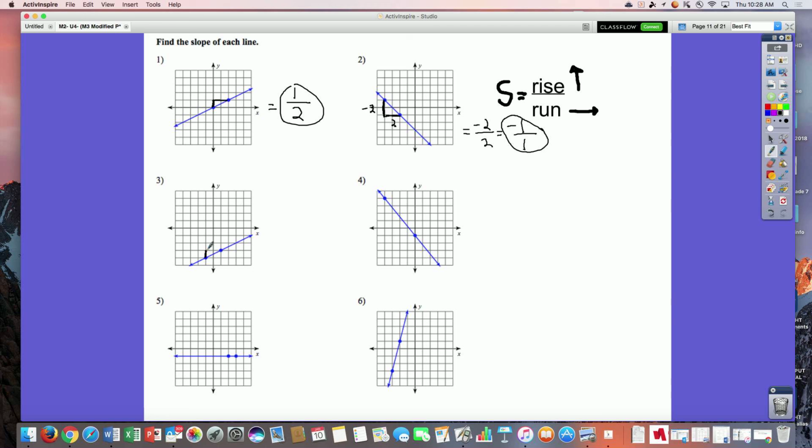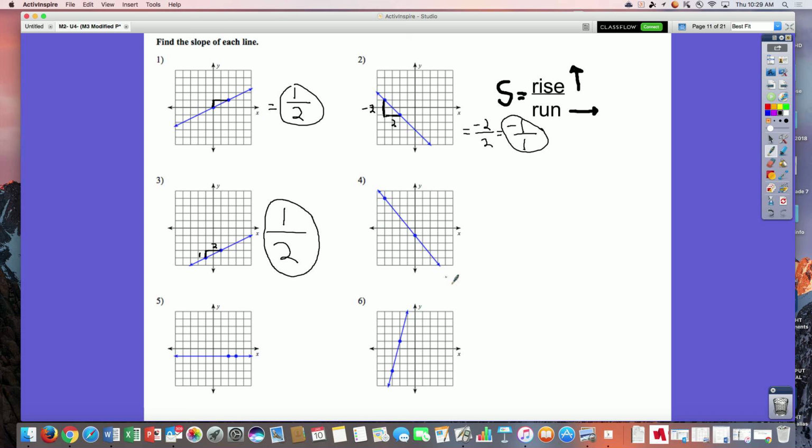Goes up and over, right? Well, it goes up 1, +1, right? And it goes over 2. So our slope of this line is rise over run, or up and across. The slope of this line is 1/2.